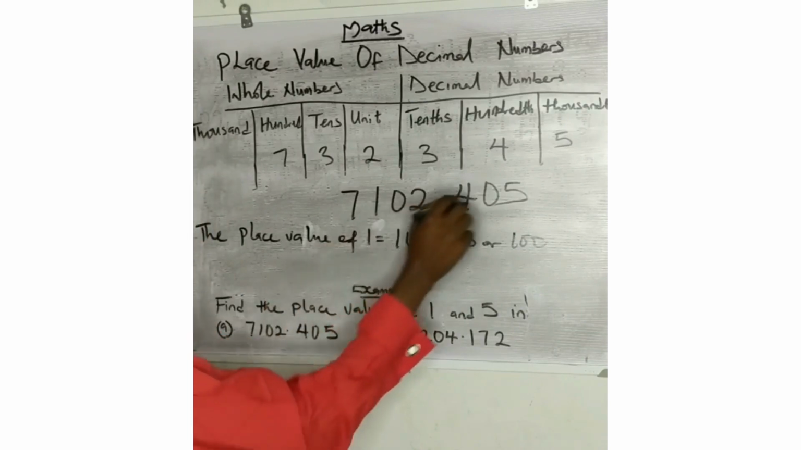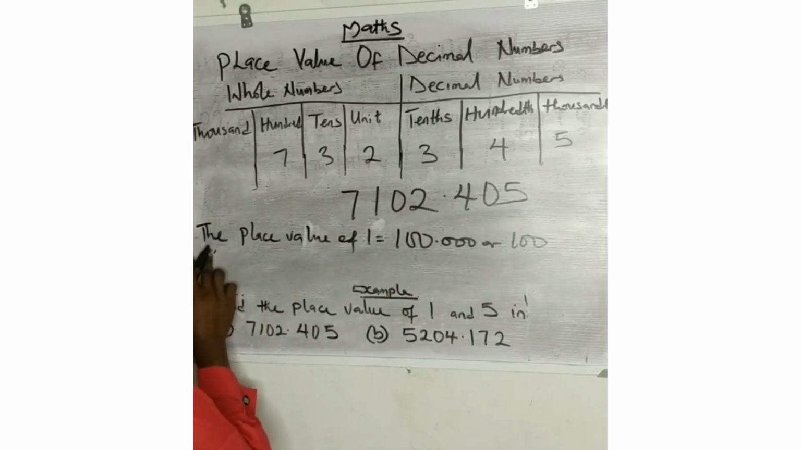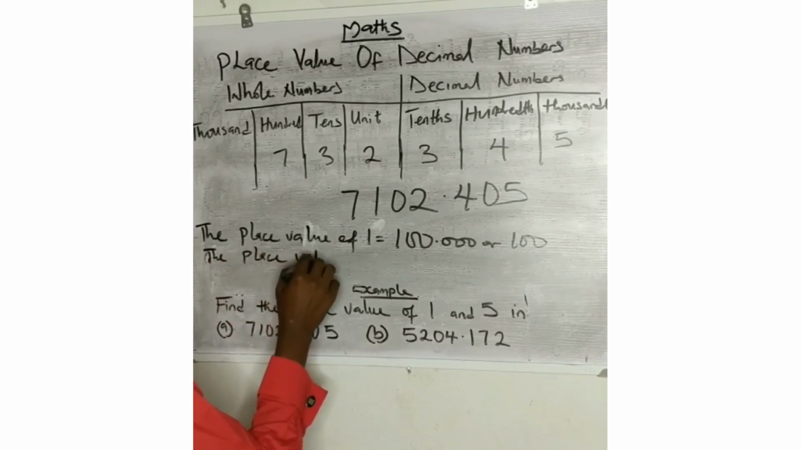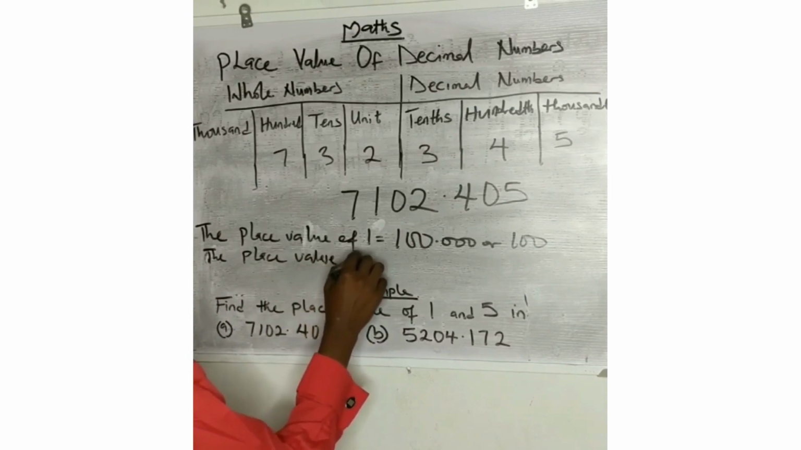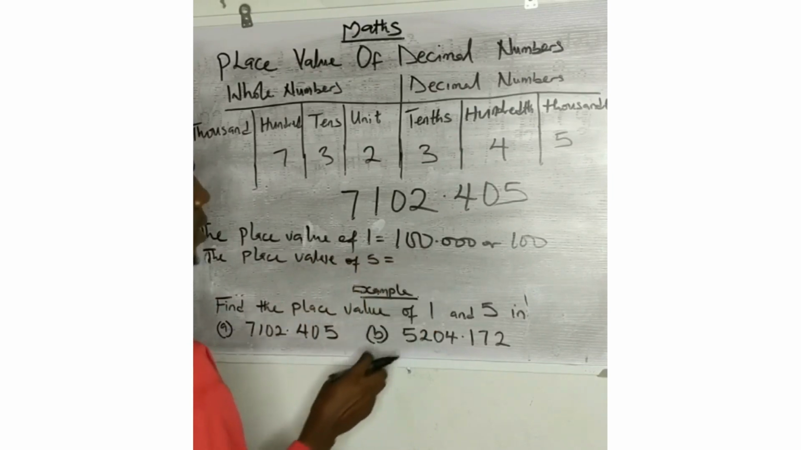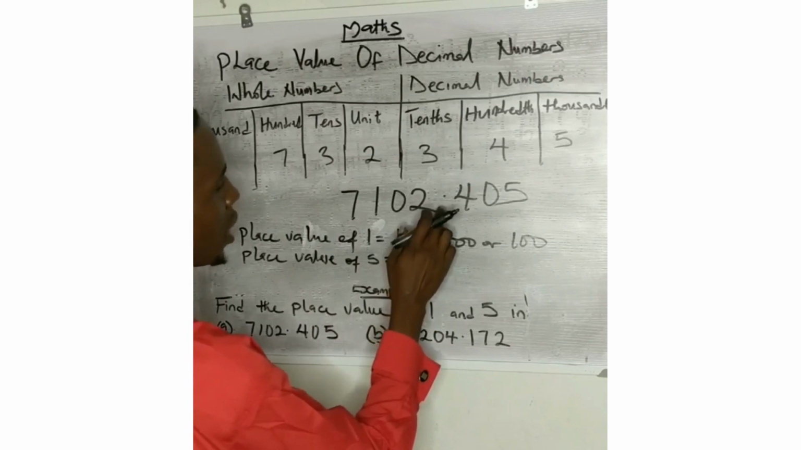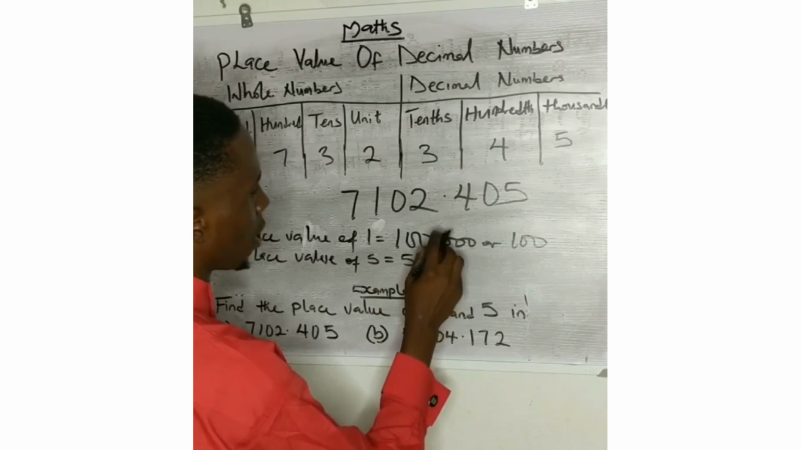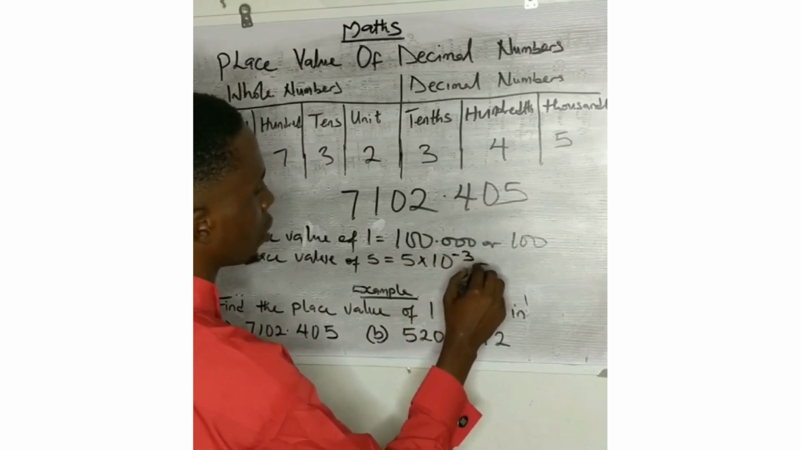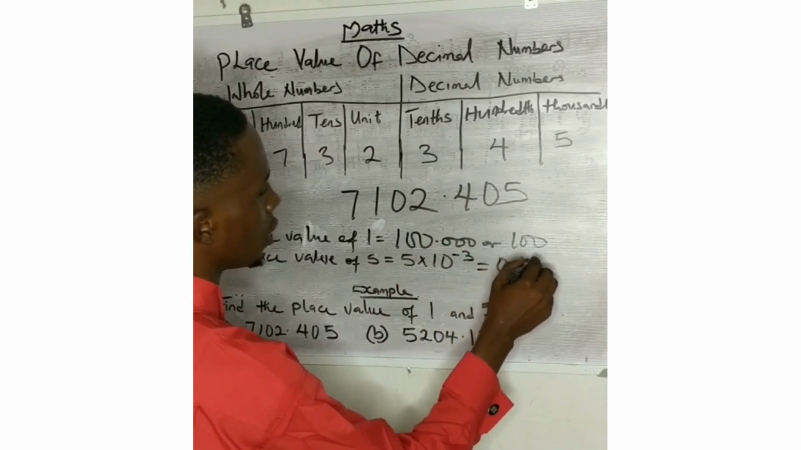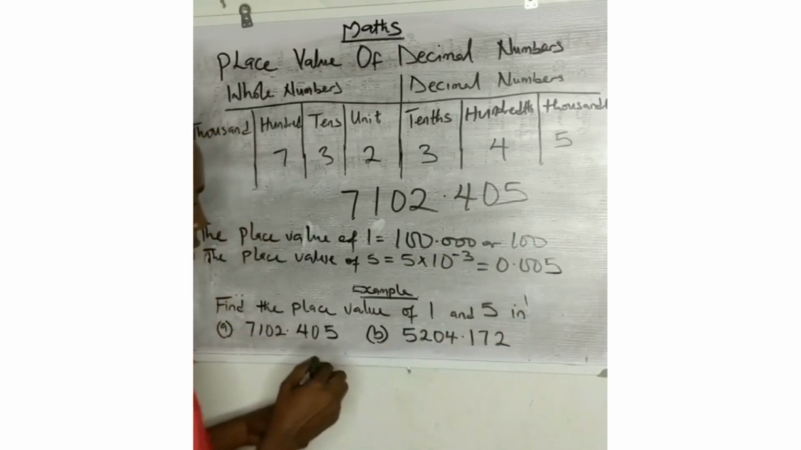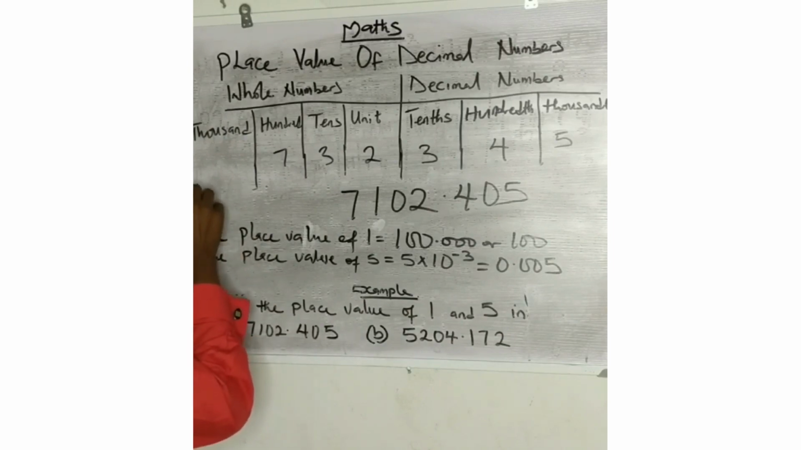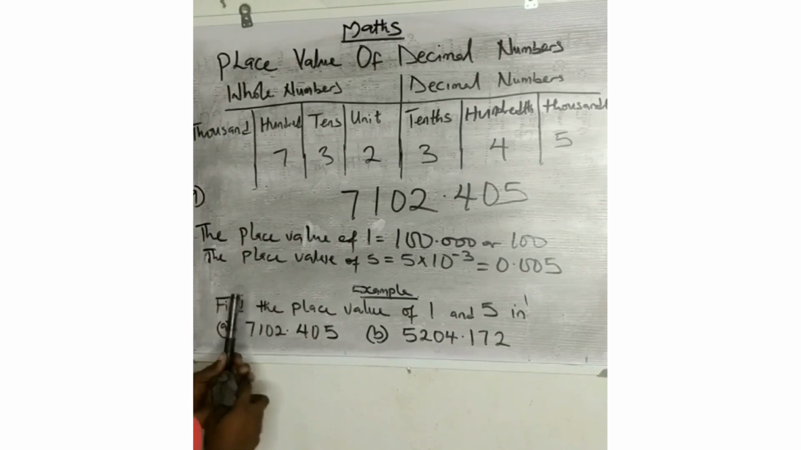Then we will say the place value of 5. Remember, we said the number of places you have, this is going to give us 5 times 10 raised to power minus 3, which is going to give us 0.005, and that's the answer. So that is for A. Now let's go to B.